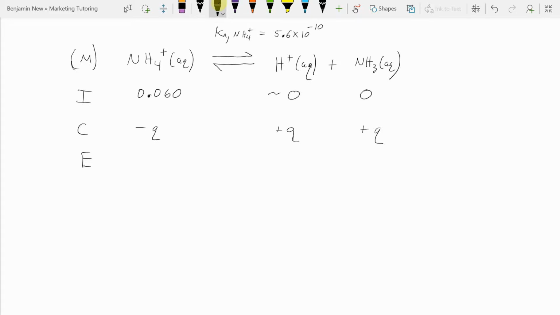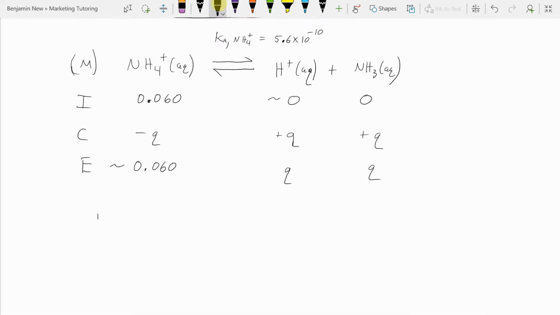At equilibrium, now think about this carefully. If Q is going to be really tiny compared to that, because of the equilibrium constant being so small, at equilibrium it's effectively going to be the same here, because 0.060 is so much larger than any tiny, tiny number that we subtract off. So that's approximately. And here is going to be Q and Q.